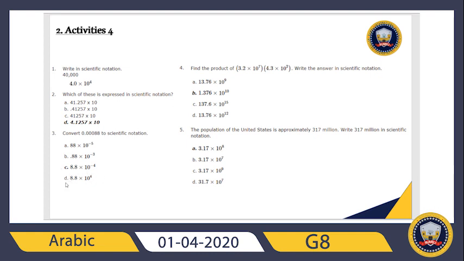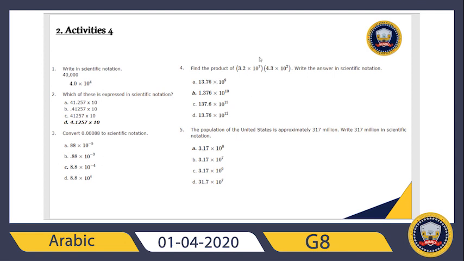This is wrong. Why? Because this means my decimal point is moved to the left, which is wrong. Okay, these are wrong as well because this number is less than 1. This number is less than 1 as well. It should be between 1 and 10.